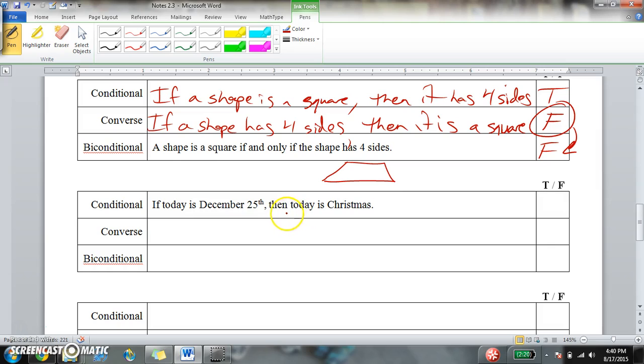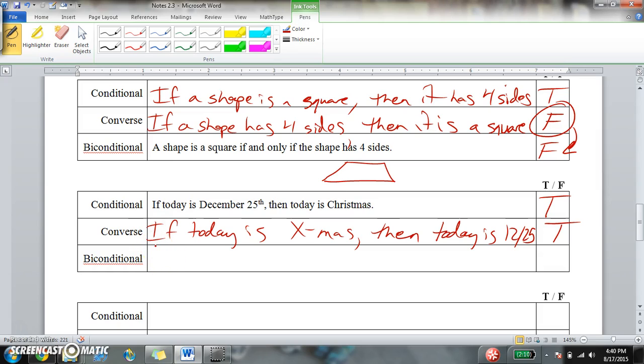Conditional. If today is December 25th, then today is Christmas. That is a true statement. The converse would be, if today is Christmas, then today is December 25th. That is also a true statement. If today is Christmas, then it's December 25th.